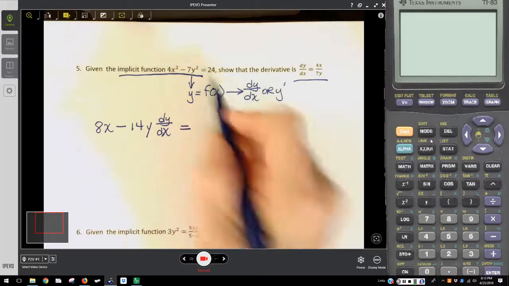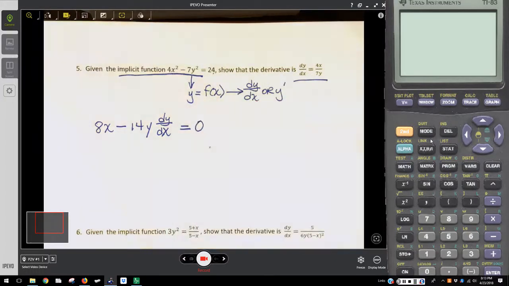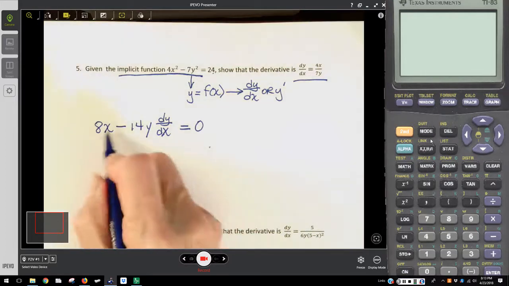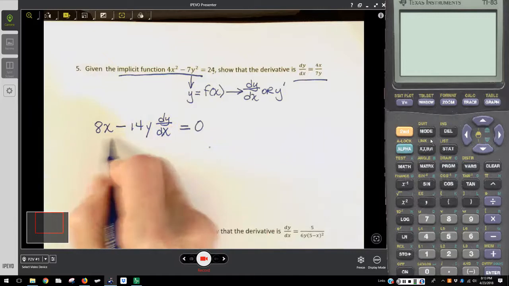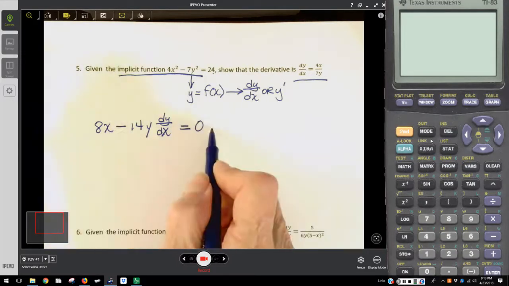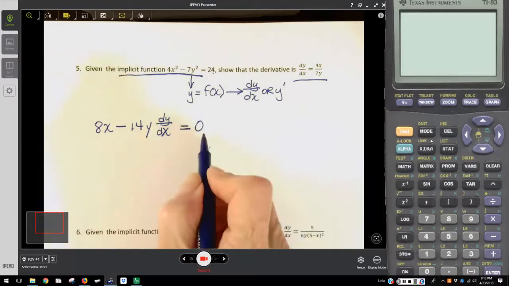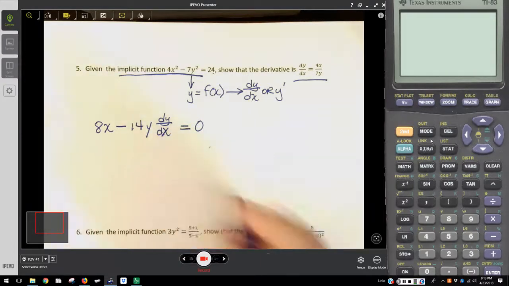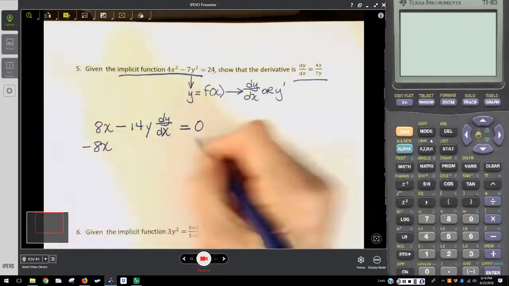Equals, and the derivative of a constant, as always, is 0. So then the first thing we want to do is separate the dy/dx terms from the non-dy/dx terms. And you can either subtract 8x from both sides, or you can add 14y dy/dx to both sides. It doesn't matter which way you do it. It's all going to come out in the wash.